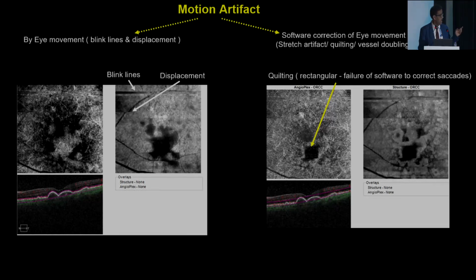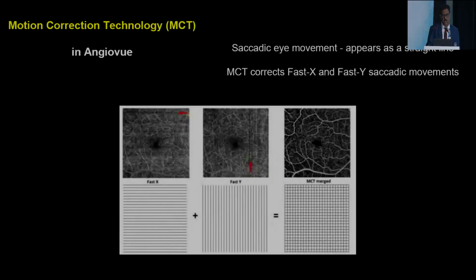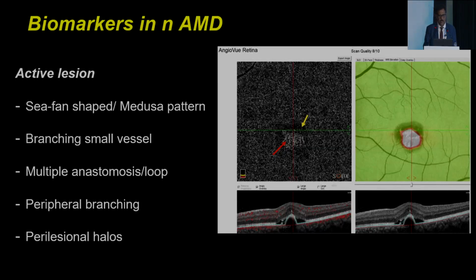Quilting is a rectangular shaped artifact which can arise due to the failure of the software to correct saccades. So saccadic movements can be avoided by using the motion correction technology, MCT, in AngioView. This option is there. So now, clinical applications of OCT angiography, starting from neovascular AMD.